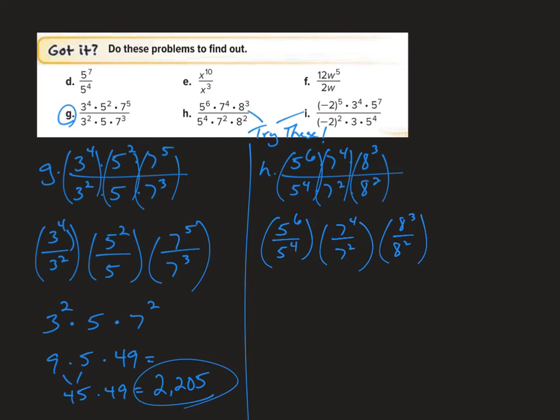And to work these through, 5 to the 6th minus 4 is 5 squared. 7 to the 4th over 7 squared becomes 7 to the 4 minus 2, which is 7 squared. And then 8 to the 3rd over 8 squared is 8 to the 3 minus 2, or 8 to the 1st. Now I evaluate. 5 squared is 25. 7 squared is 49. 8 to the 1st is just 8. And multiply straight across. 25 times 49 is 1225 times 8, which is 9,800.